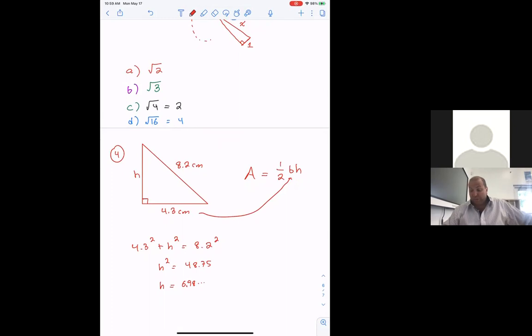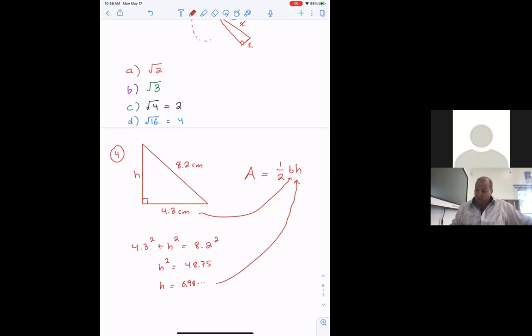Now you might say, oh, that means to one decimal place, h equals 7.0. And yes, you're right. To one decimal place, h is equal to 7.0. However, we're not looking for h. We're looking for the area. And we don't round until we're done with the problem. So when I plug in this h into my area formula, I'm going to keep all decimals.